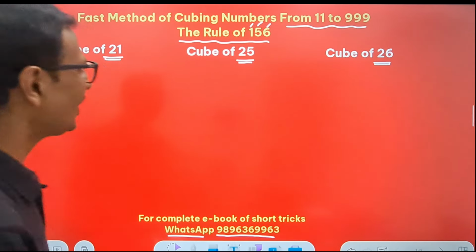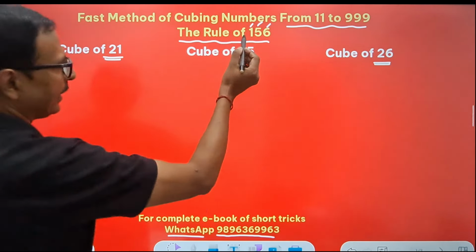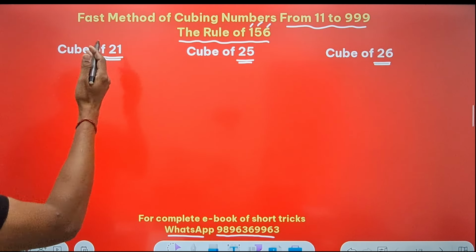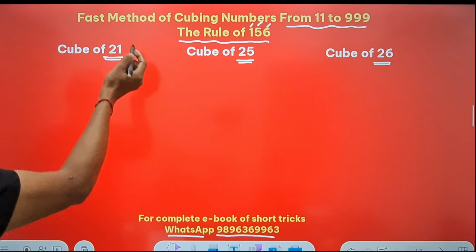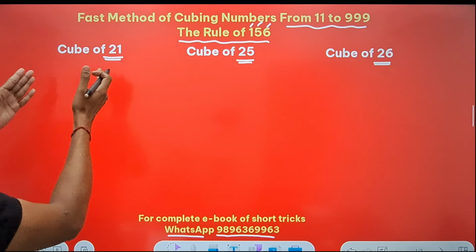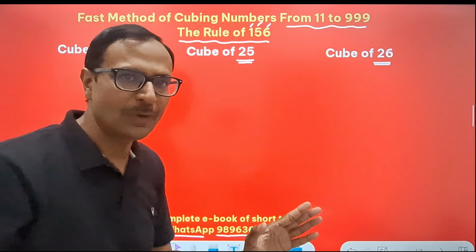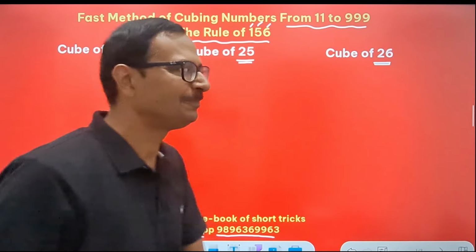Let's see the rule of 156 now. So 1, that means 2-digit numbers or 3-digit numbers ending in 1. I have put up a separate video for this. You can see that particular video. I think the I button is showing you that particular link, so you can watch that video. That is a detailed video for finding the cubes of numbers ending in 1.